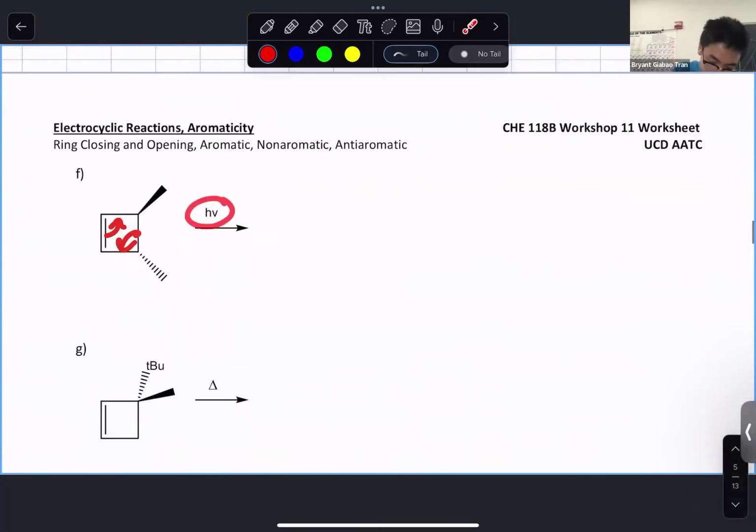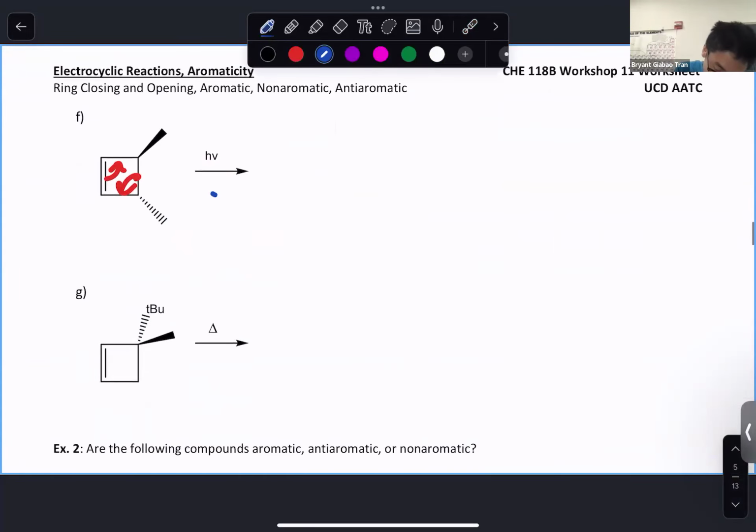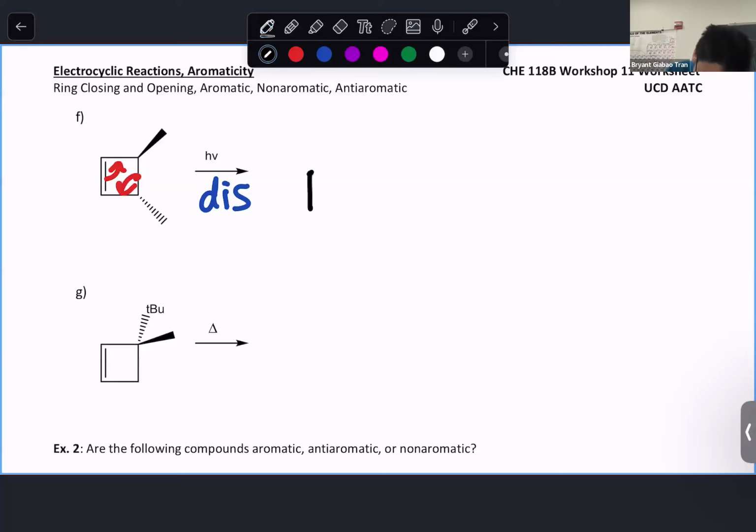So we know this is disrotatory, meaning that we're going to start our thumbs up or down, and we can see that with the wedge or dash here. Let's say this is up, this is down. Disrotatory, I'm going to rotate this counterclockwise. That means that this has to go clockwise like that, or they're both facing the left side, the same side. Let's draw that in here.